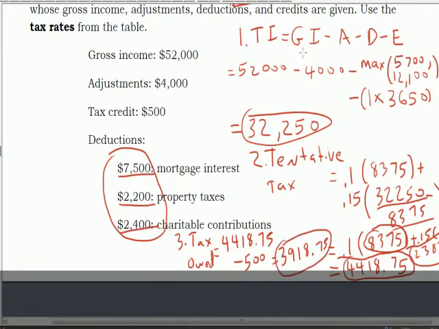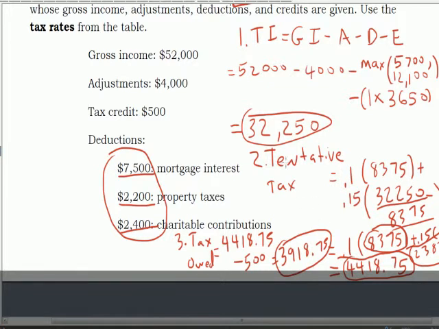So, we did step 1. We subtracted from the gross income the adjustments, deductions, and exemptions. Then we used the table in step 2 to determine the tentative tax. And in step 3, we subtracted off the credit to give us the tax owed. Now I want to stress something here. That last dollar of income was taxed at a 15% rate.